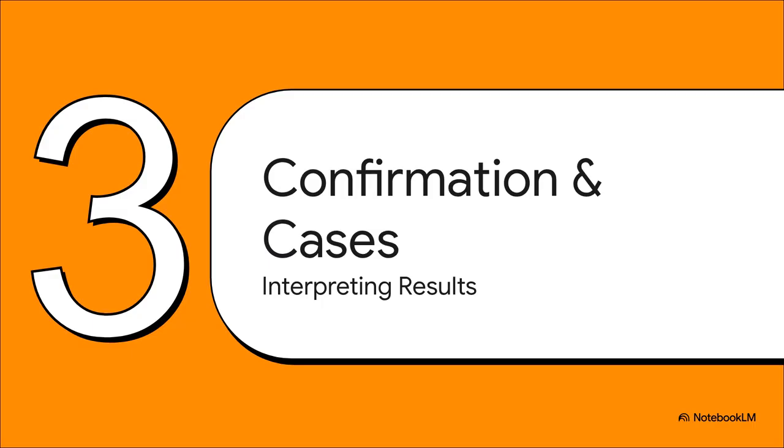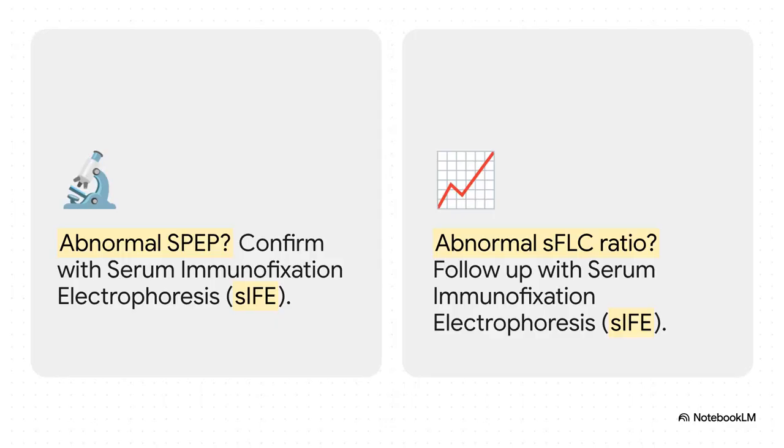Okay, so your initial labs come back and something's flagged as abnormal. What's next? How do you confirm what you're actually dealing with? Well, the good news is the next step is very straightforward. It actually doesn't matter if the abnormality popped up on the SPEP or the free light chain ratio. The answer is the same for both.